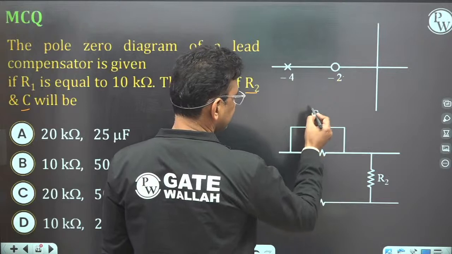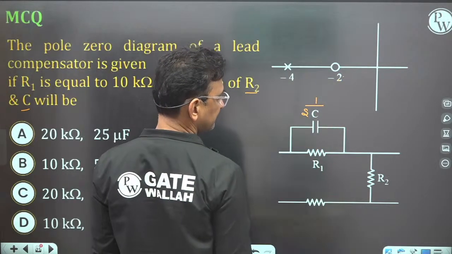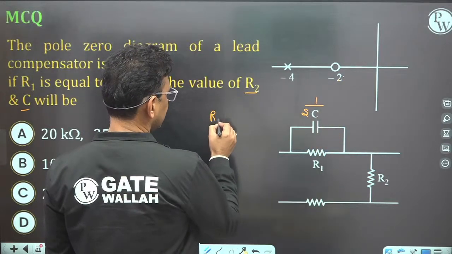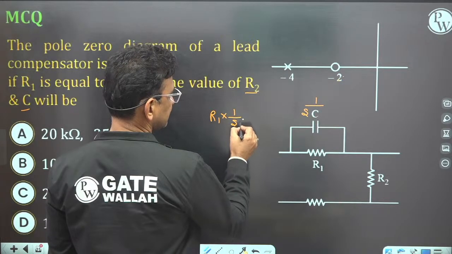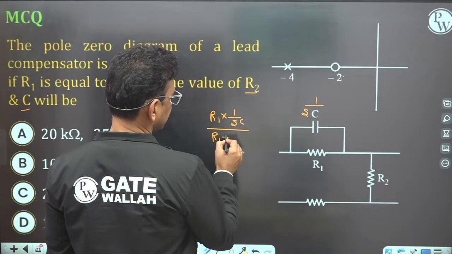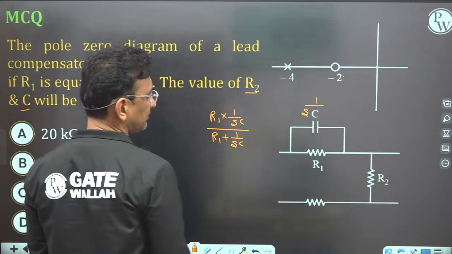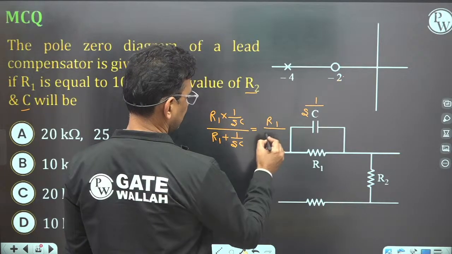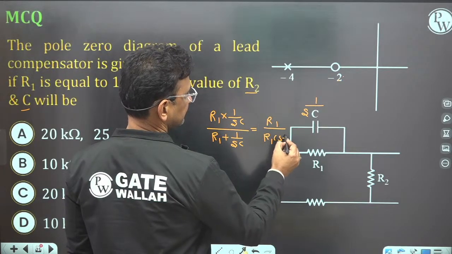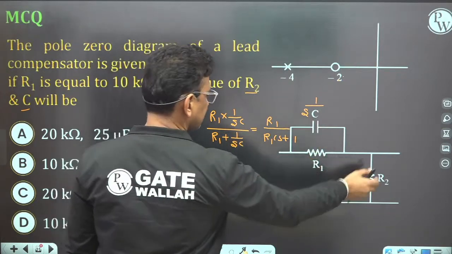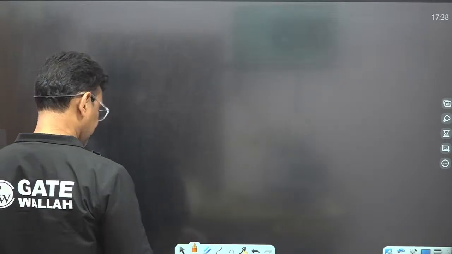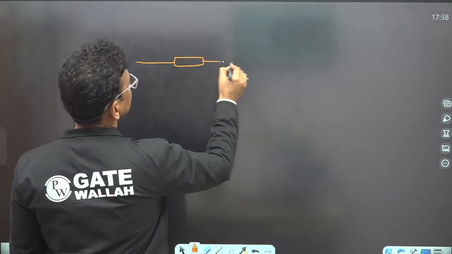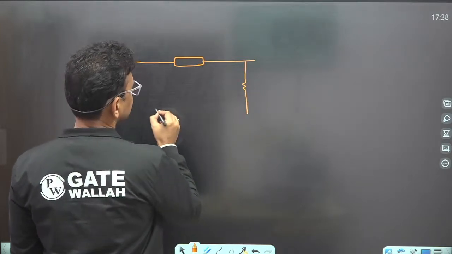So R and C, if I convert this into the S domain, it becomes 1 upon SC. So the overall impedance of this is R1 into 1 upon SC, over R1 plus 1 upon SC, because R1 and 1 upon SC, two impedances, are connected in parallel. So it will become R1 upon R1 CS plus 1, clear? And it is R2 only. So now we have reduced this electrical network into this form.